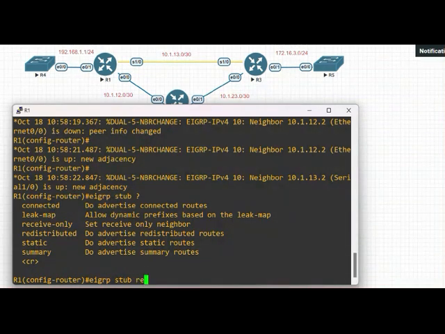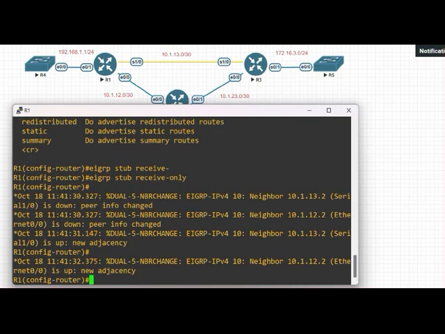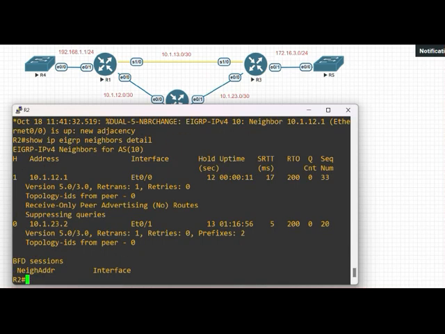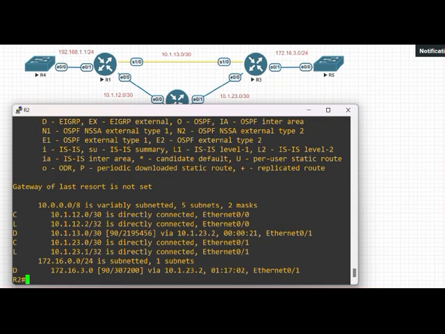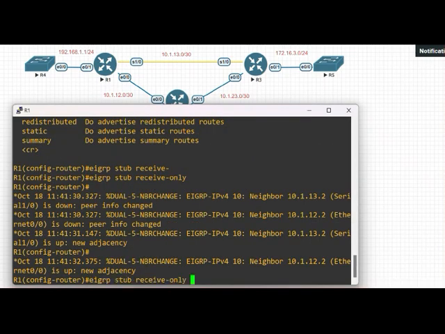But let's say we do the receive-only option. Again, it will reset the neighbor relationship. Let's look at what happens if we do the stub receive-only. It's saying receive-only, peer advertising no routes. If we do a show ip route, we will not be receiving any advertisement for the network 192.168.1.1. Therefore, R1 is only receiving advertisements from other routers, but it is not advertising its own network. Let's put that back to stub.